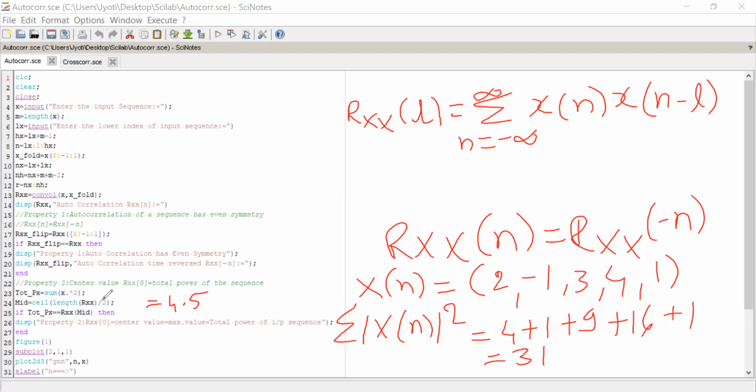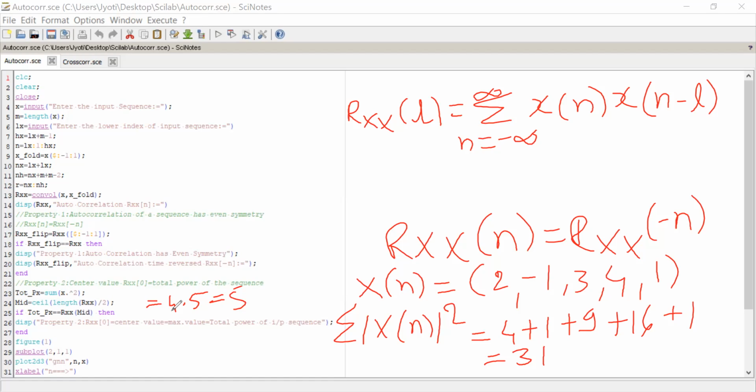Okay, if we get 4.5, what will CEIL do? It will round off its value to the higher digit, 5. So 4.5, the length of Rxx divided by 2: if you get 4.5, then CEIL will round off its value to the higher digit.